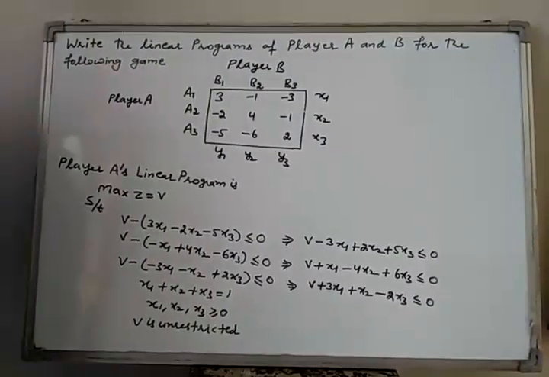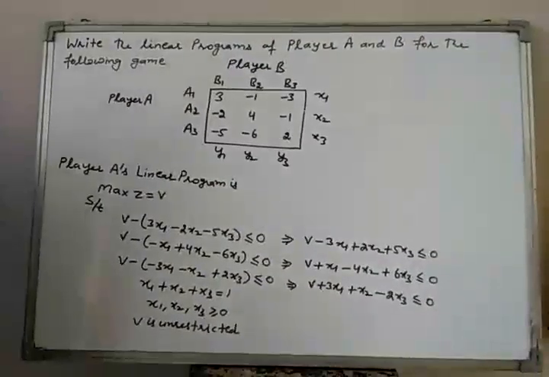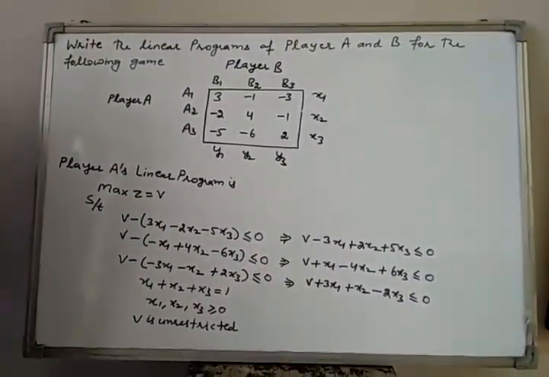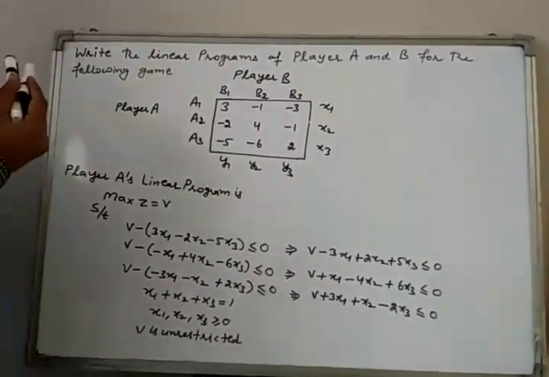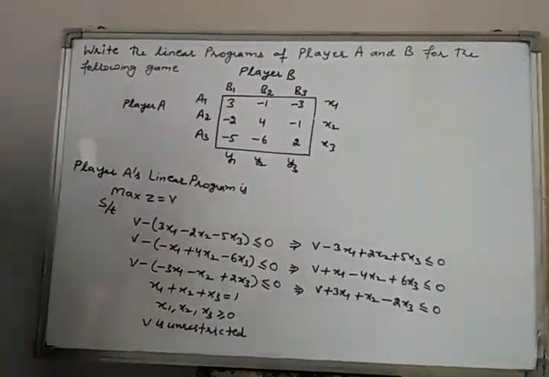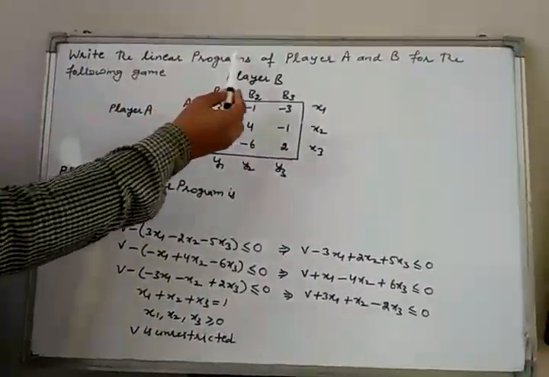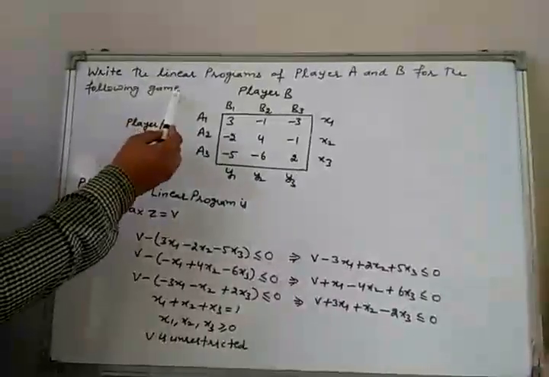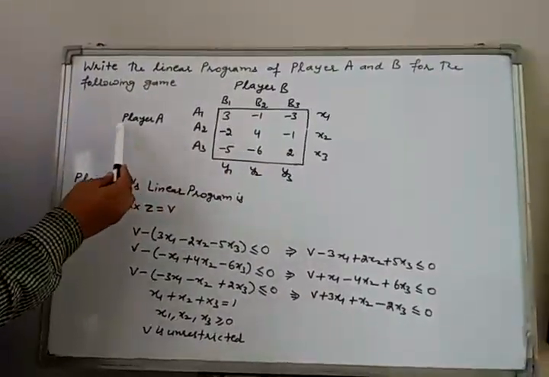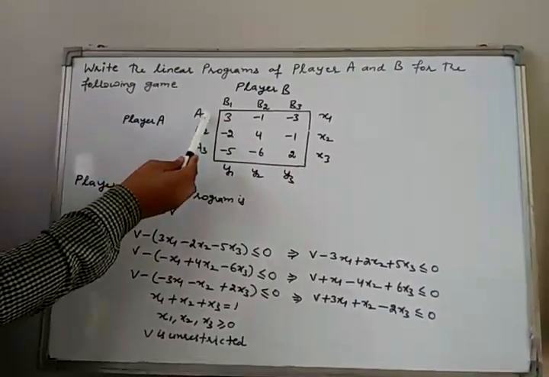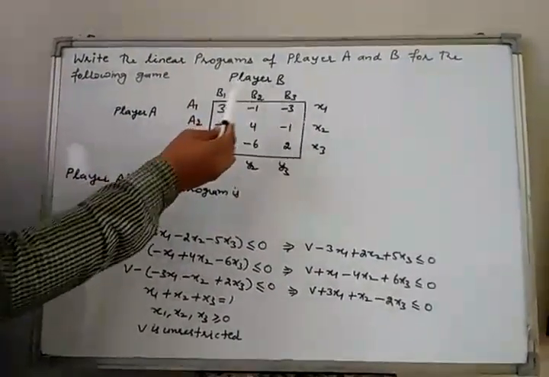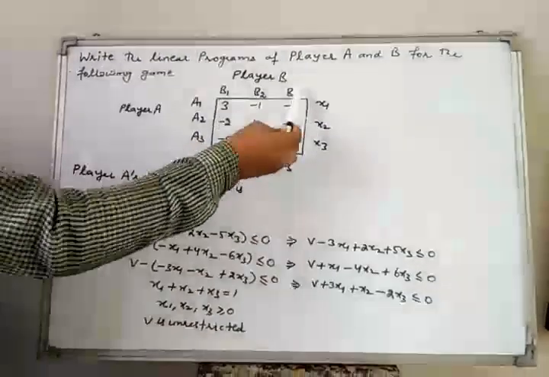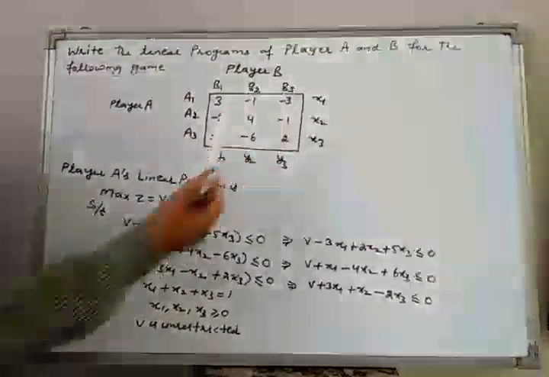Now I am going to discuss how to write linear programs for the games. Consider this example. Write the linear programs of player A and B for the following 3 cross 3 game. Player A has 3 strategies A1, A2, A3. Player B has 3 strategies B1, B2, B3. This is the payoff matrix.